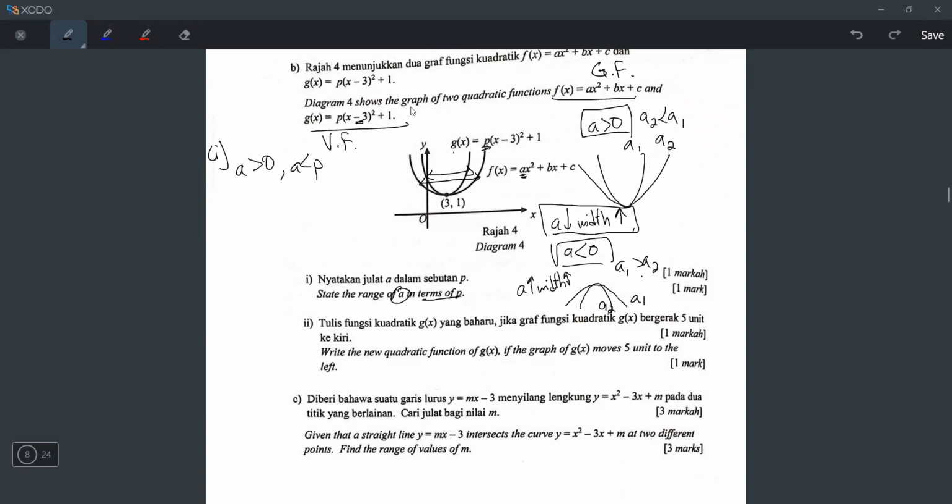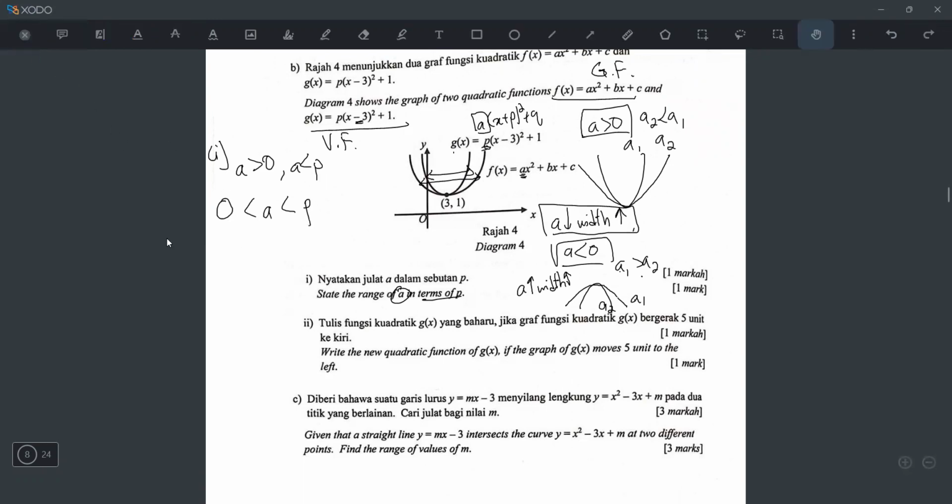Even though it's written in vertex form, we all know, right? Vertex form is like this, a(x plus p) squared plus q. And this is the curve's a. So that's why the a of f(x) has to be bigger than 0 because it's U-shaped, but smaller than p because it's wider than the g(x) curve. So we can conclude that a must be in between 0 and p. Usually put a small number here and then a big number here. So in between 0 and p, that's how you do it.